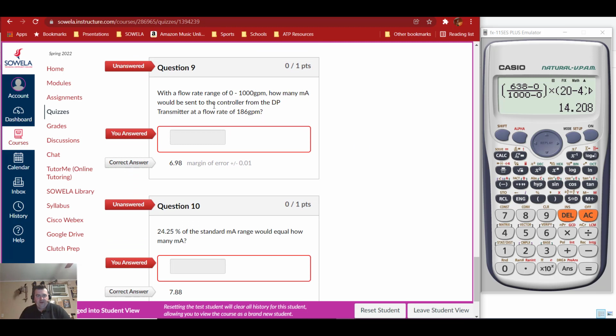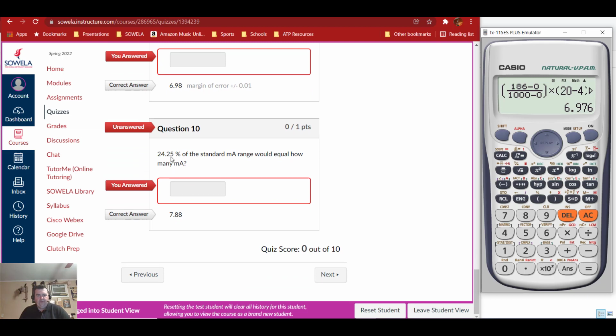With a flow rate of 0 to 1,000, how many milliamps would be sent at 186 gallons per minute. So we got 186 minus our lower range, which is 0, over our 1,000 minus 0. Scroll over, close times open. And got 20 minus 4 plus 4. 6.98 milliamps.